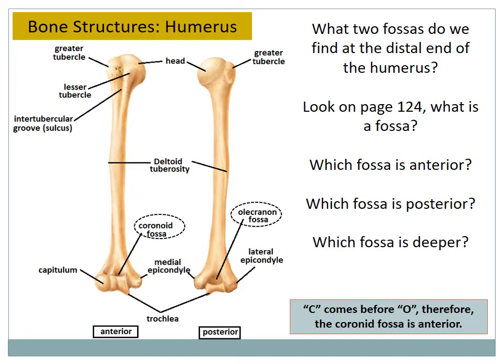So to remember which one is anterior and which one is posterior, C comes before O in the alphabet, therefore the coronoid fossa is anterior. It comes first. The olecranon would be posterior, it would come second. Also, we know that the olecranon fossa is deeper. The way that I remember this comes from my brain. So, ready? For the olecranon fossa, it's deeper because, oh, look at that olecranon fossa, it's so deep. Because you know O and olecranon. Anyways, it's deeper. So you'll want to keep that in mind as you study these.